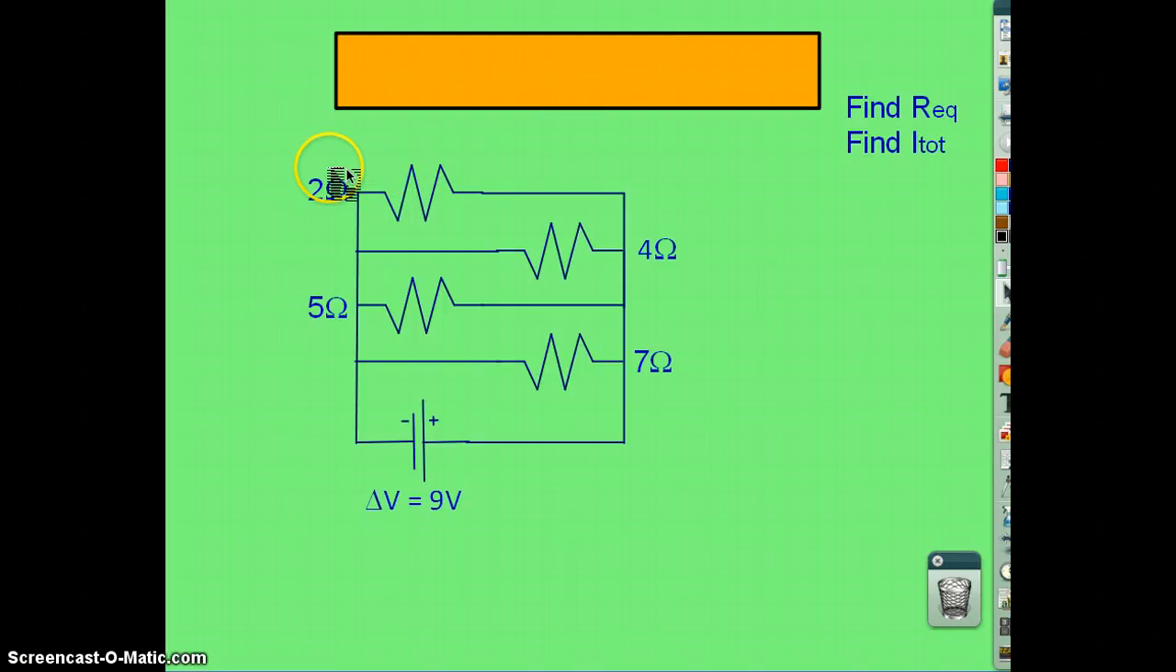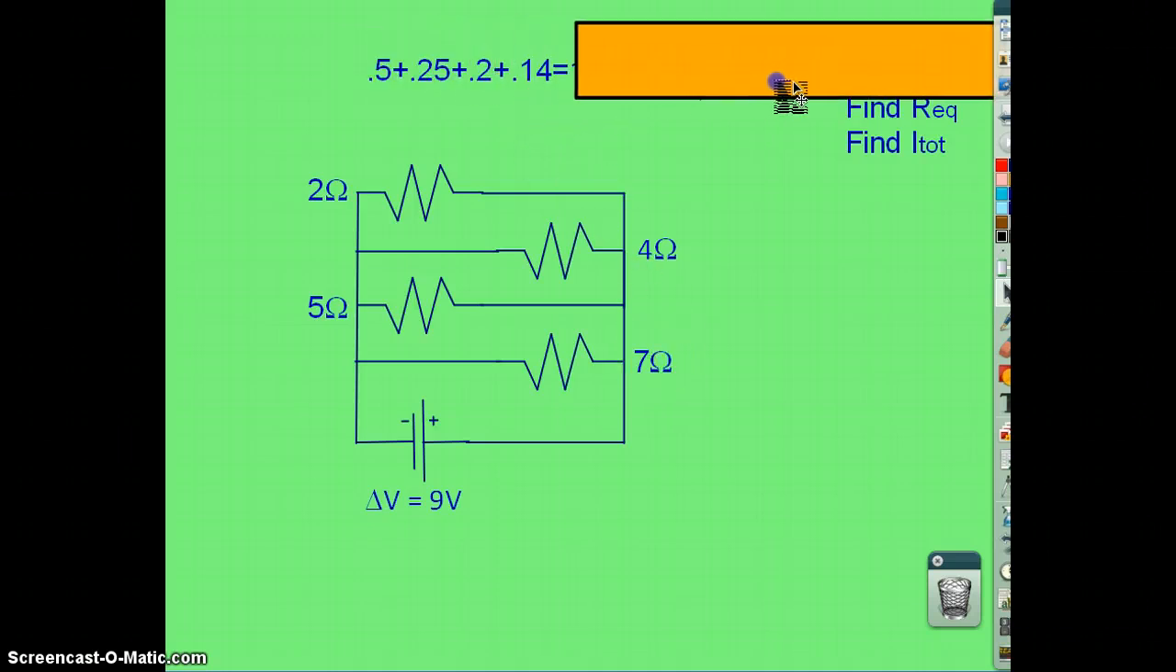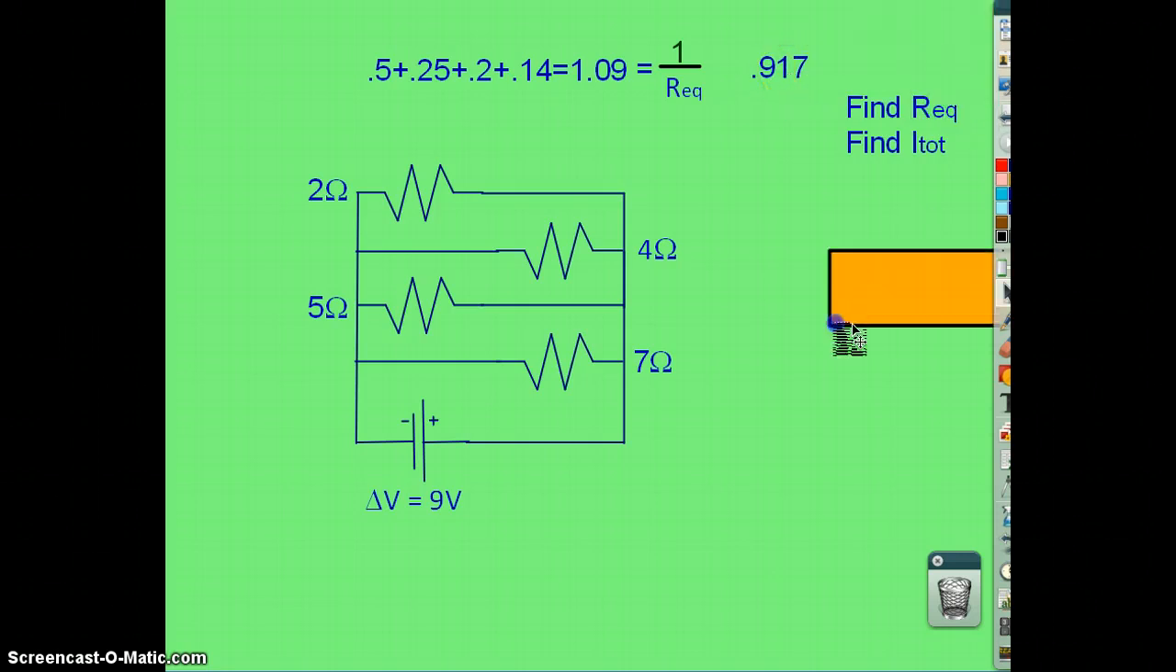If we take our things and we say 1 over 2 ohms plus 1 over 4 ohms plus 1 over 5 ohms plus 1 over 7 ohms. What I did here was I wrote those in their decimal forms. When I add that up, I get 1.09 over ohms. So that's equal to 1 over the equivalent resistance. So we're not done. That's not our final answer. So the last thing you need to do is take the reciprocal of 1.09. So 1 divided by 1.09, and you get an answer of 0.917 ohms.